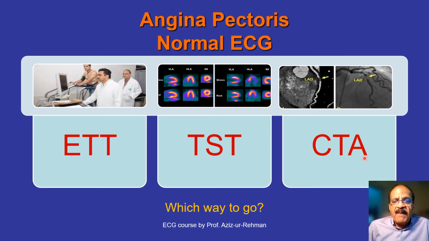And third, and perhaps the most definitive, would be to do coronary angiography. There are two types of coronary angiography. One is CT angiography, the other is catheter angiography. Both have their own places, and we will very shortly discuss when to do which angiography. So in a patient who has a history of chest pain which comes on exertion and a normal ECG, you could opt for one of the three. Let's take up all these three one by one.